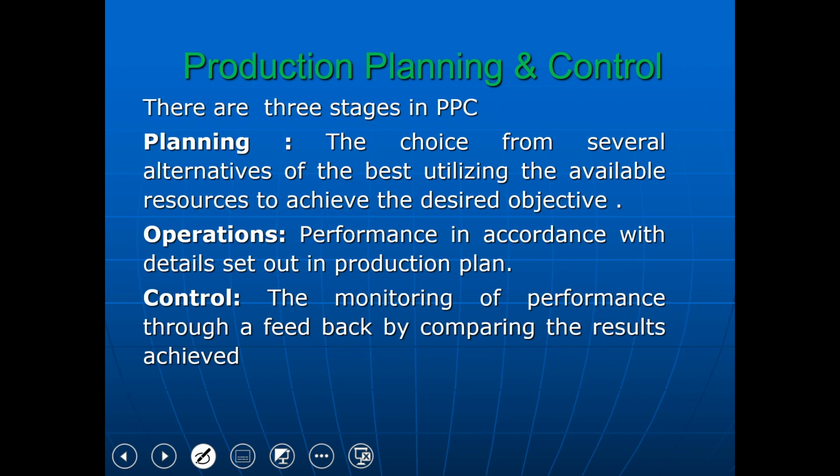And then the operation: they should perform the operation based on the planning, according to the details set out in the production plan. We plan, then we perform the operation, and then we control with monitoring. We monitor the process, and through this we have feedback, and then compare the actual result with the plan, so we can make a control system to react in real time.